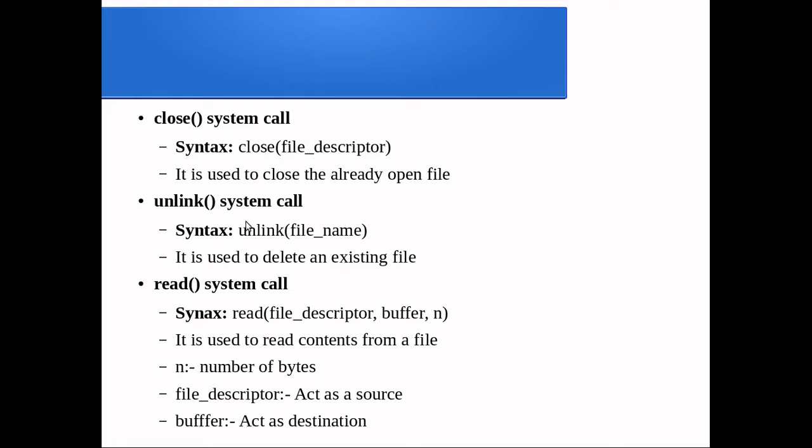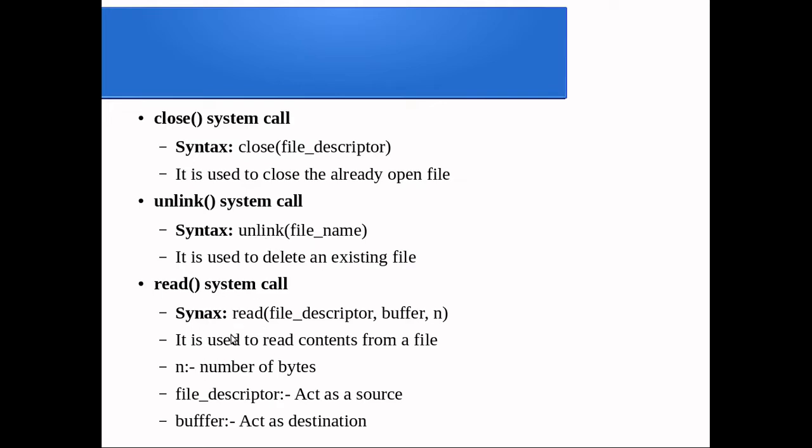Next file related system call is unlink. Unlink system call is used to delete an existing file. So we want to delete a particular file from the file system. For that we are using unlink. So the syntax is unlink and the argument passed to the system call will be the name of the file.